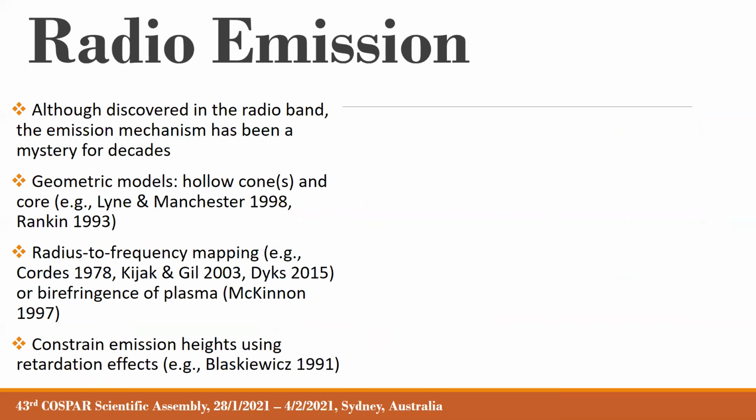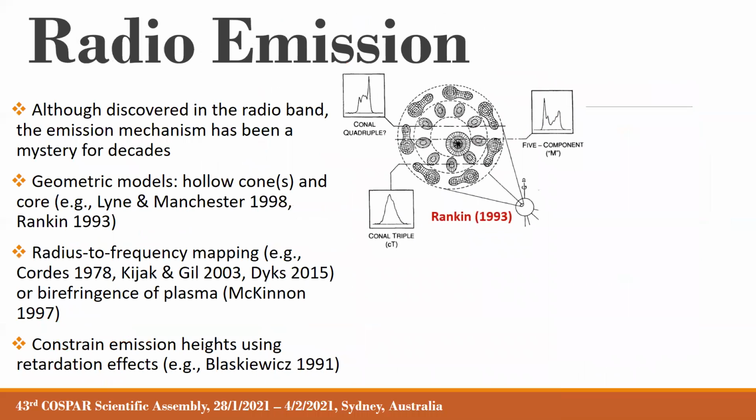Let me say a word on radio emission. So although the pulsars have been discovered in the radio band, the radio emission mechanism has been a mystery for decades. People have invoked geometric models, for example, hollow cones and a core component, to describe multi-component light curves, for example, triple or 5-component light curves. And that's the work of Lyne, Manchester, and Rankin and collaborators.